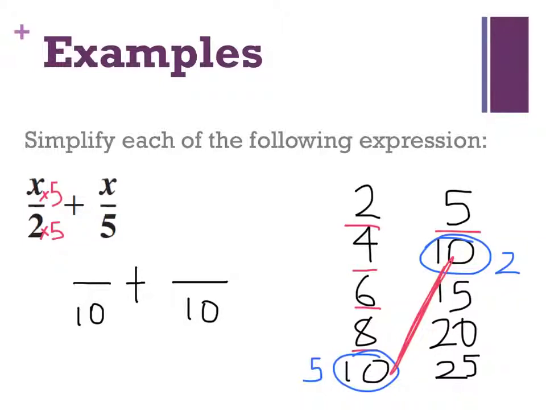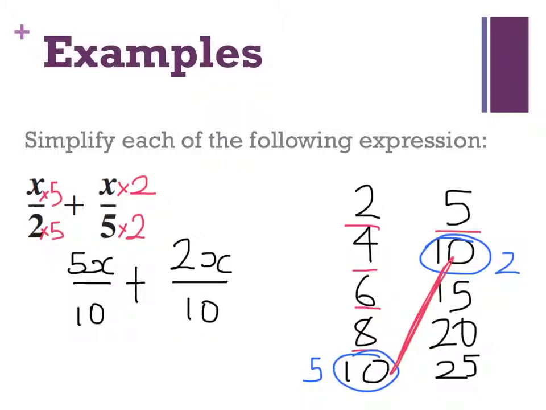So 5 times x becomes 5x. All I'm doing here, x on 2, is the same as saying 5x on 10. I'm not changing the value, I'm just finding an equivalent fraction. Now, what do I have to do to get from 5 to 10? I multiply it by 2. What I do to the bottom, I have to do the same thing to the top. So 2 times x becomes 2x.